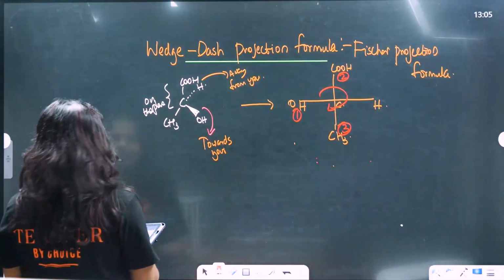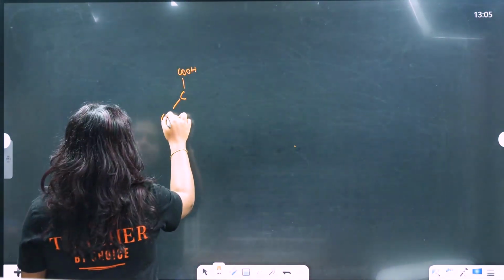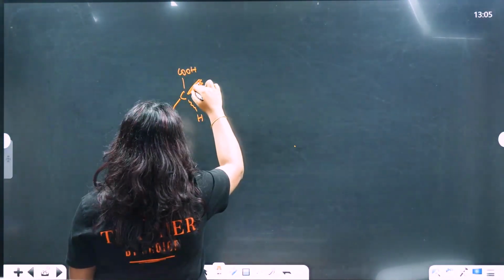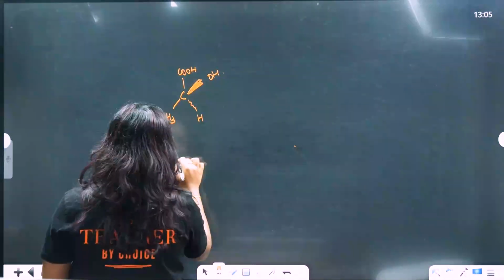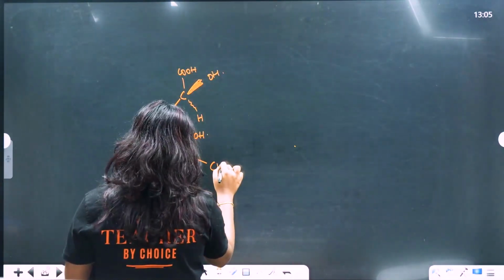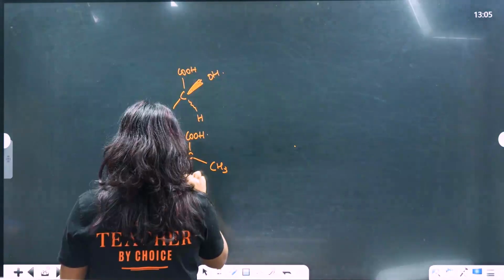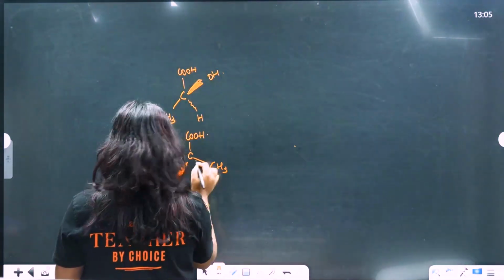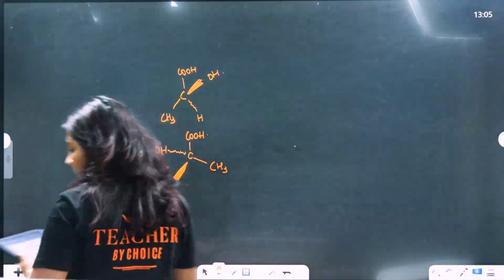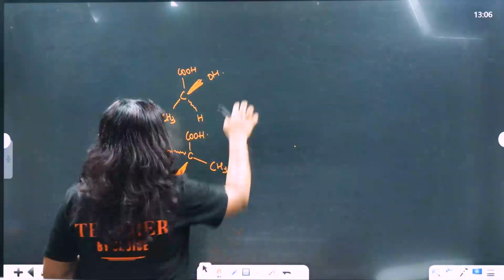Now next, another example for this. To find it similarly, you have your CH3 here, COOH, CH3, your hydrogen, OH. Next one, another example: COOH, CH3, hydrogen, OH. Here we will see how to convert one formula into the other.